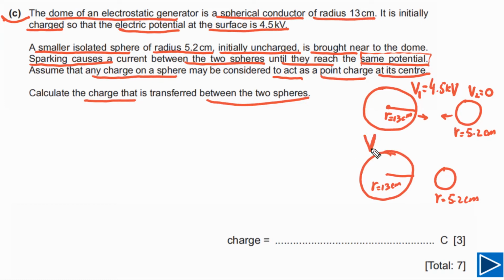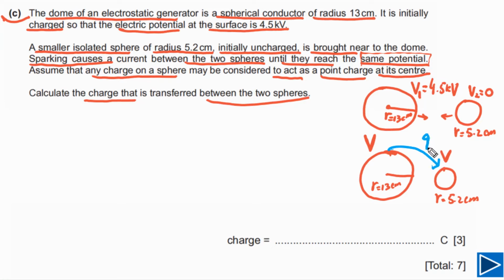Means the value of V here, the potential at the surface of dome and the potential at the surface of small sphere is the same. So potential is the same. We have to find out how much charge is transferred between the two spheres. It simply means how much charge flows from bigger sphere to the smaller one. So simply it means how much charge goes from bigger to the smaller sphere.